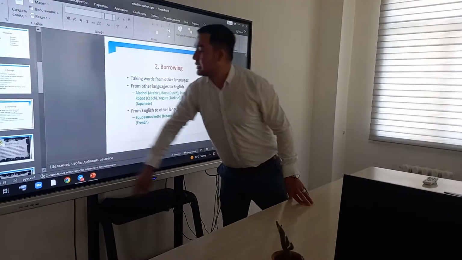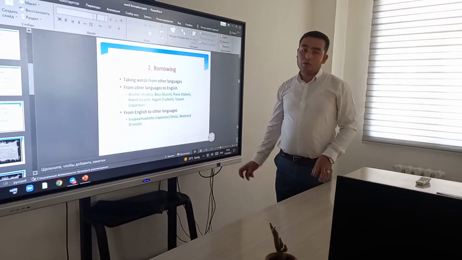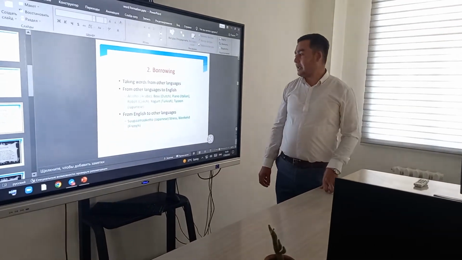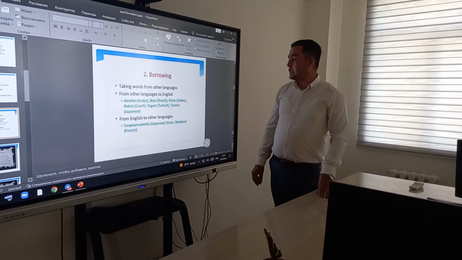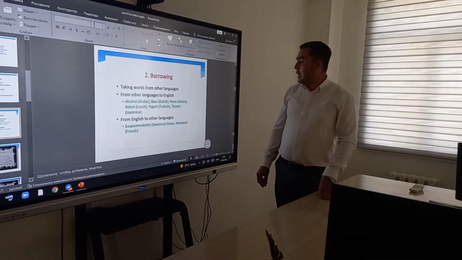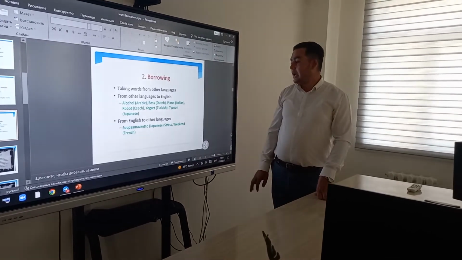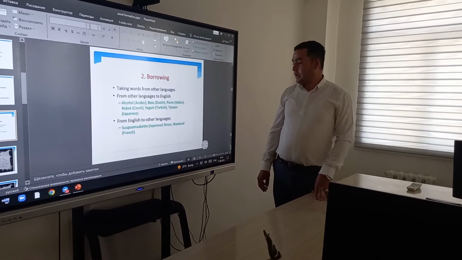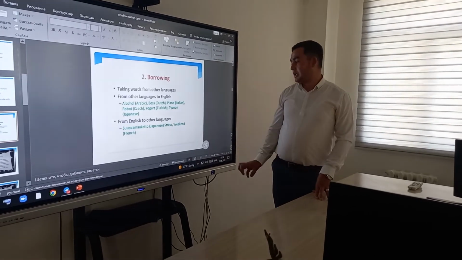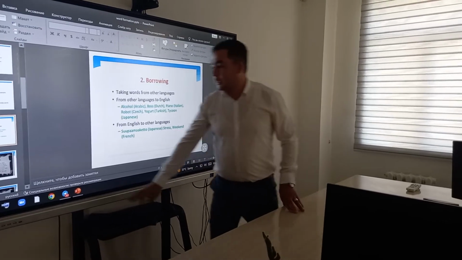The next one is borrowing. Borrowing words are words which come from another language. For example, alcohol is an Arabic word, boss is a Dutch word, piano is an Italian word, rabbit, yogurt, titan, and etc. From English to another language, for example, supermarket in Japanese, weekend in French.